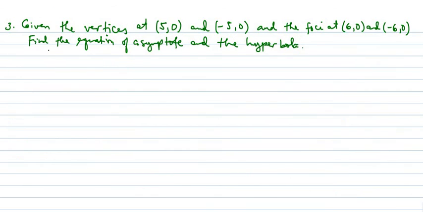Another example, given the vertices at 5, 0 and negative 5, 0, and the foci at 6, 0 and negative 6, 0. Find the equation of the asymptote and the hyperbola. So we need to find the equation of the asymptote and then the equation of the hyperbola. Of course, we need to draw our hyperbola. First, the vertices are located at 5, 0 and negative 5, 0. So we need to plot our hyperbola.